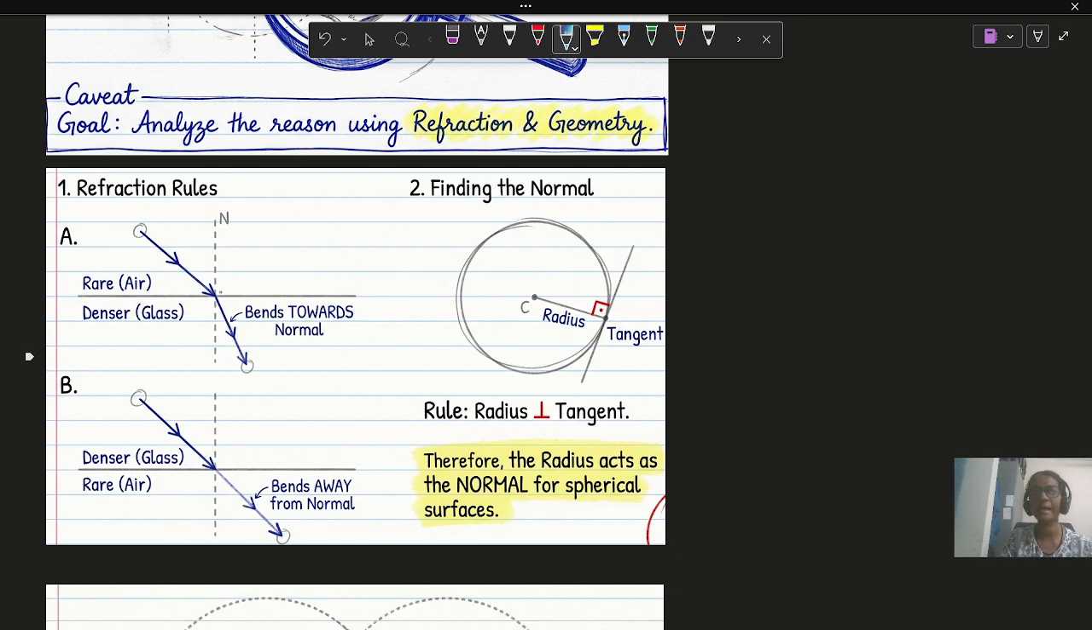when the incident ray or light ray enters from the rarer medium to the denser medium, it bends towards the normal. And what is the normal? Normal is the imaginary line which is perpendicular to this interface, the change in medium. Now what is the second situation? When the light enters from the denser to the rarer medium, it moves away from the normal, like this. The light is moving away from the normal here and towards the normal here.